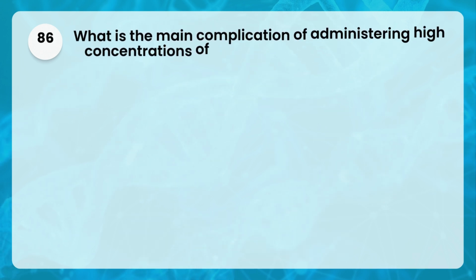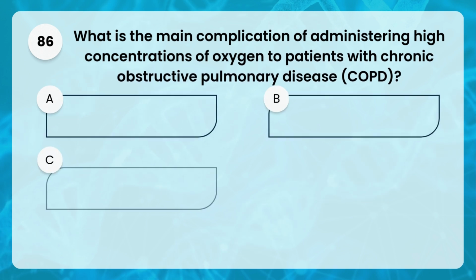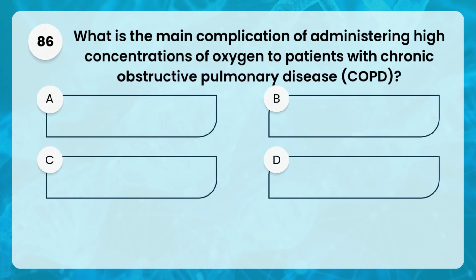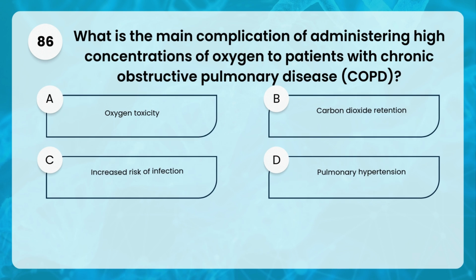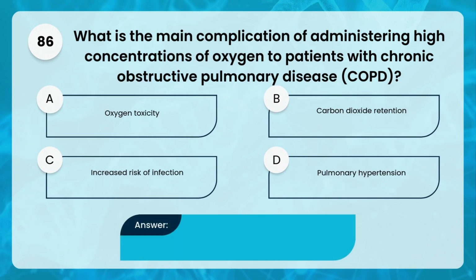86. What is the main complication of administering high concentrations of oxygen to patients with chronic obstructive pulmonary disease, COPD? A. Oxygen toxicity. B. Carbon dioxide retention. C. Increased risk of infection. Or D. Pulmonary hypertension. The answer is B. Carbon dioxide retention.